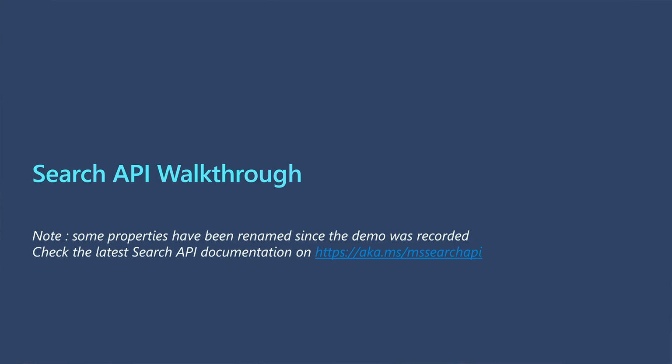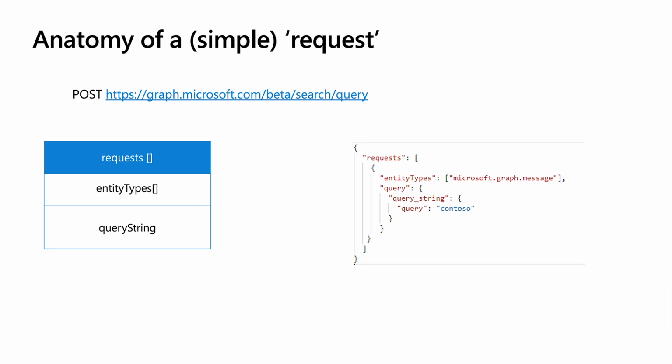So now that we have set the context on why we've exposed this new API, I will quickly talk about the capabilities and the structure of the request and response, and then I will be doing an actual demo of this API call. So first thing, the anatomy of a very simple request. This is the most simple search query you can do today.